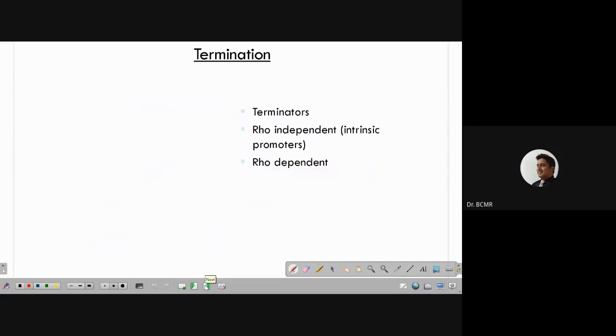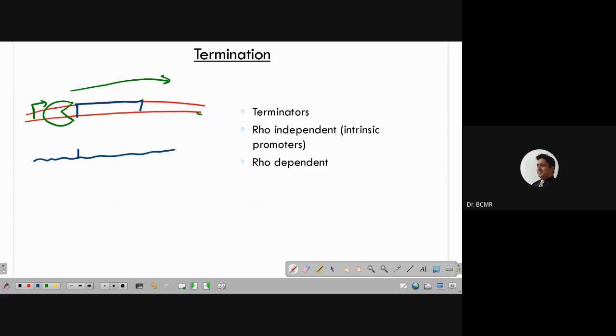So the next step is termination. If there is DNA and the RNA polymerase is moving on top of it, assume that this is the promoter and RNA polymerase has started moving in this way. How long should it go? Say, for example, the open reading frame is only from here to here. That means the RNA required is from here to here at the most. What is the point of producing a very long RNA when the ORF is only this much that is required for production of proteins?